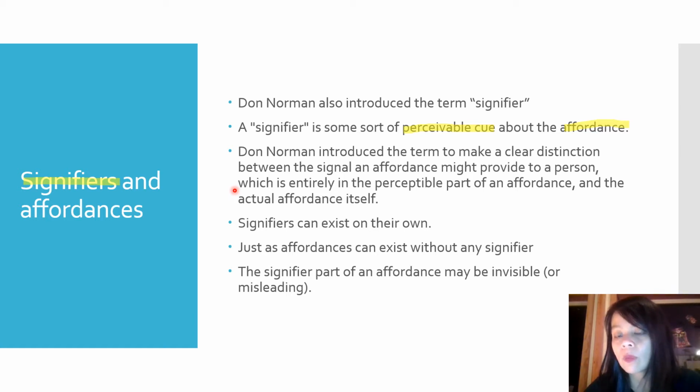So when you see a button on a web page, it's not an actual button, but you believe that you could click it so it will go down. That is perceived affordance. It's not an actual affordance. So that's a signifier. Signifiers can exist on their own, just like affordances can exist without any signifier. The signifier part of an affordance might actually be invisible or misleading.